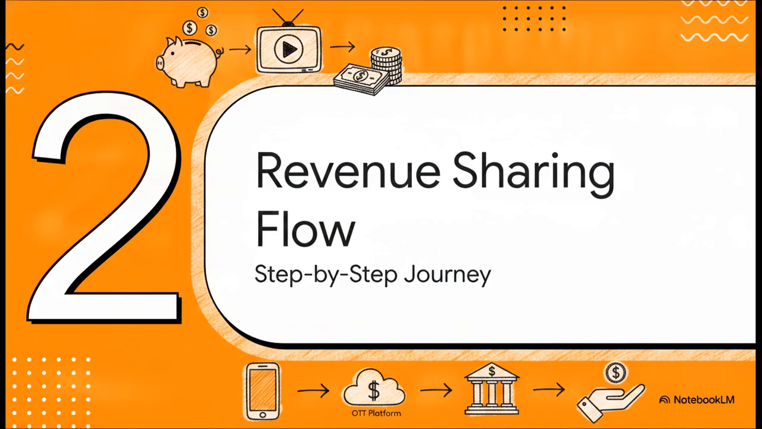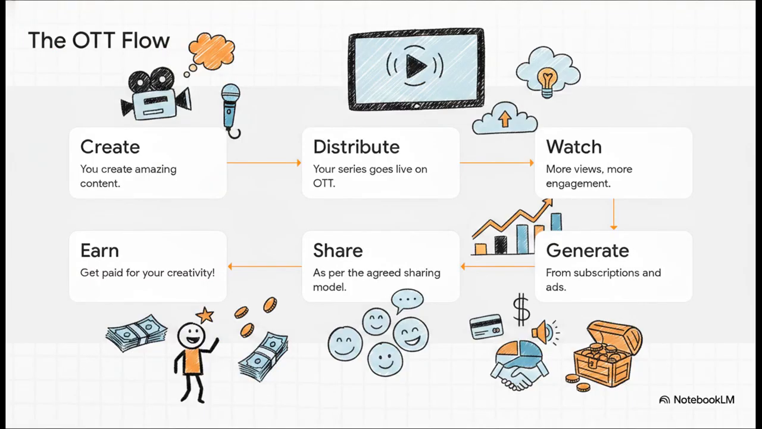Section 2. The revenue sharing flow. Understanding the mechanics of how the money actually moves from a viewer's pocket to your bank account is absolutely essential. The flow is incredibly logical, and here's why it matters so much. Step 1. You create the web series. Step 2. Your series is distributed and goes live on an OTT platform. Step 3 is audience consumption. This is where your engagement officially transforms into currency.